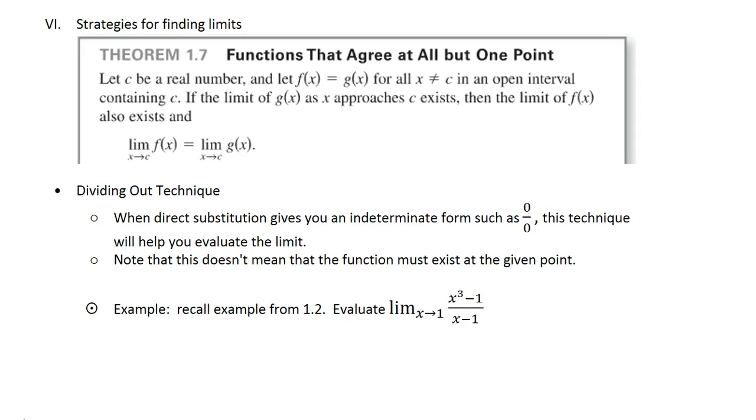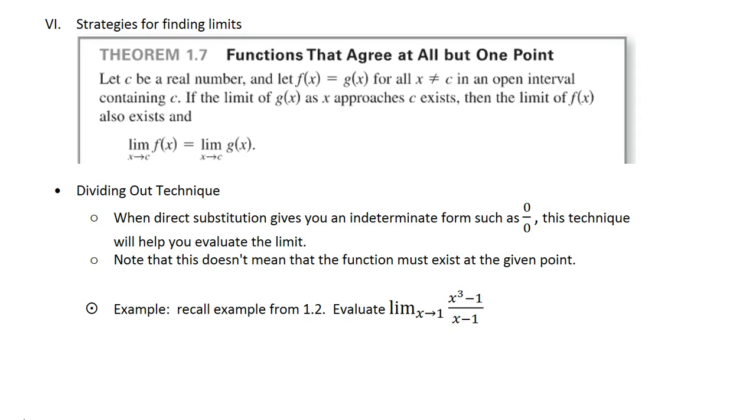So if c is a real number and f of x is equal to g of x for all x not equal to c in an open interval containing c, if the limit of g of x as x approaches c exists, then the limit of f of x also exists, and the limits are the same. So one common version of this is what's called the dividing out technique. So when direct substitution gives you an indeterminate form, such as 0 divided by 0, you can use this technique to help you evaluate the limit.